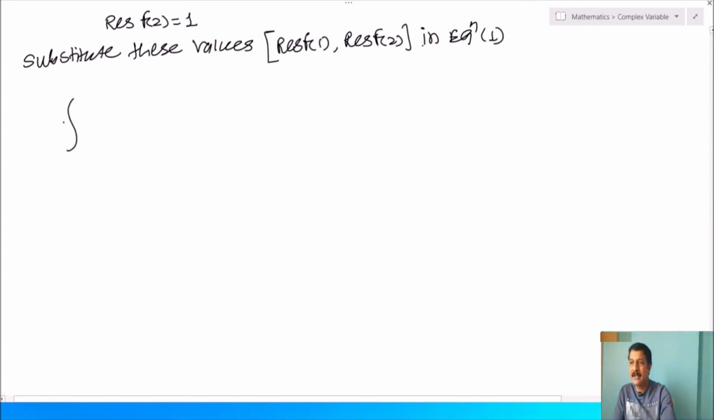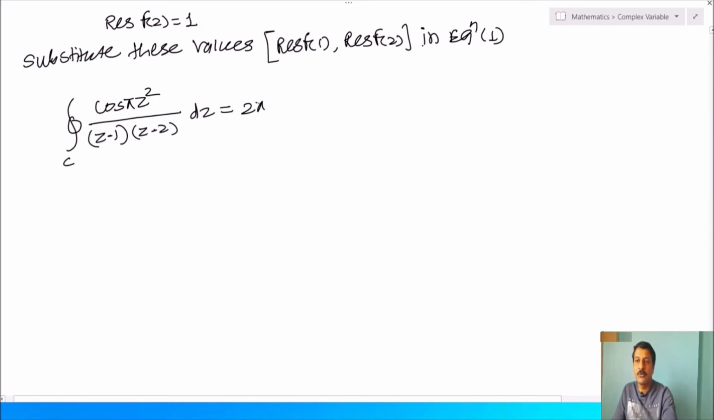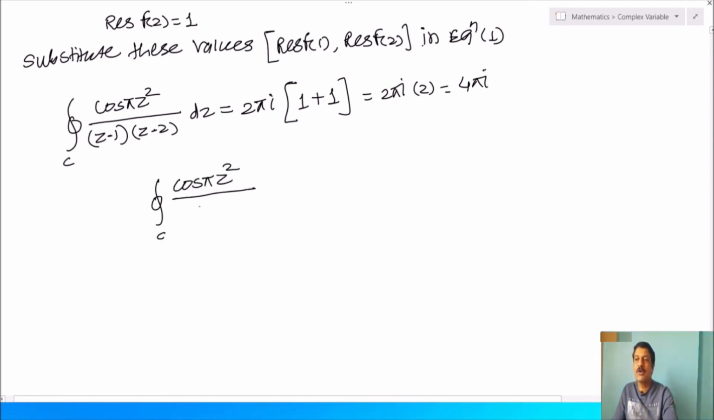We get the integral over C of cos(πz²) / ((z − 1)(z − 2)) dz equal to 2πi times (the residue at 1 plus the residue at 2). So I get 2πi times 2, that is 4πi. So finally, the integral over C of cos(πz²) / ((z − 1)(z − 2)) dz is equal to 4πi, which is the required value.